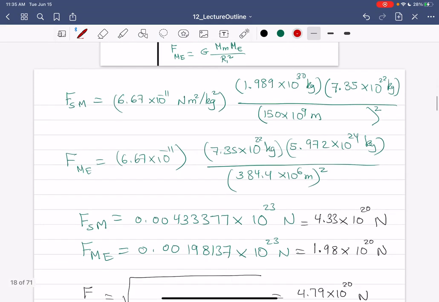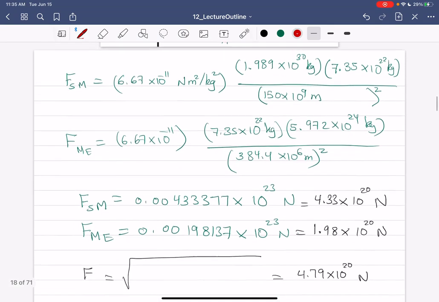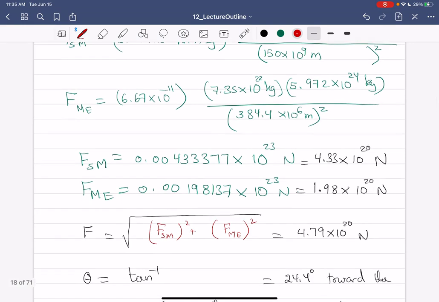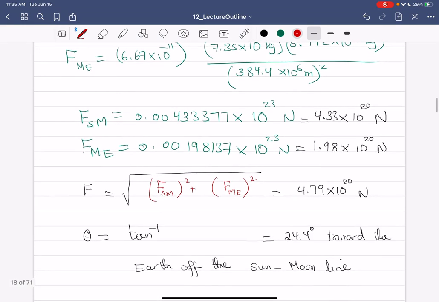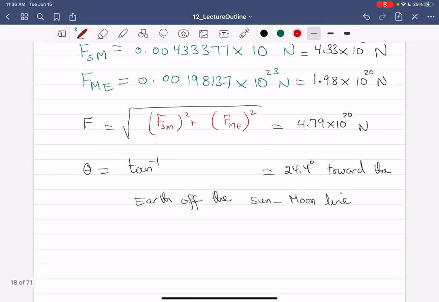I have calculated the forces here, and I know that they are at 90 degrees. Then the net force is going to be the square root of F sun-moon squared plus F moon-Earth squared, and the answer is 4.79 × 10^20 newtons. I can also calculate the angle, which is 24.4 degrees towards the Earth from the sun-moon line.